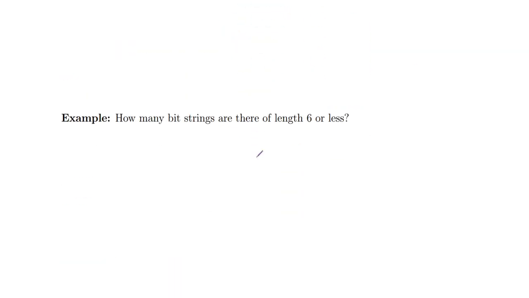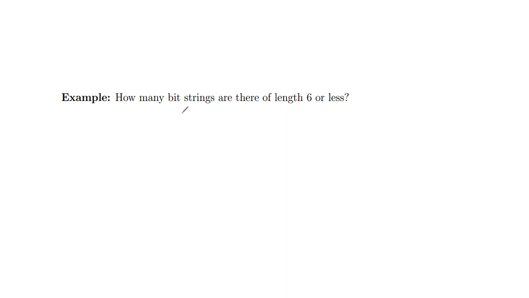Here's a good example. How many bit strings are there of length 6 or less? If I just asked how many of length 6 there are, we already know that. That would be 2 to the 6th, the number of bit strings of length 6, just adopting our previous idea. If it was length 10, it would be 2 to the 10, because you have 0 or 1 as a choice for each position. But I'm saying or less. So that means you could have length 5, 4, 3, 2, 1, or 0. Since I'm adding this or in here, you're going to add up all of those.